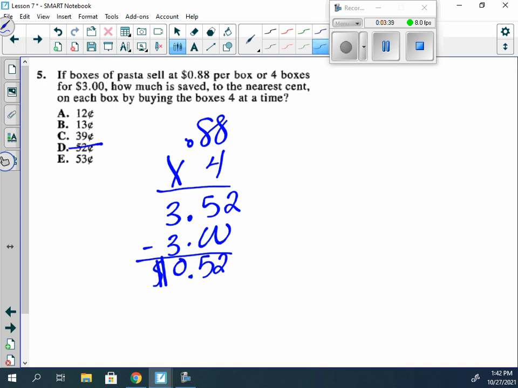Well, the correct answer is not D. Because what does it say? On each box. How much are you saving on each box? So it's not asking for how much did you save total, but on each. We wouldn't divide it by 9. Or you divide it by 4. We're saving 13 cents a box. Each box would be 13 cents cheaper if we bought all 4 in the 4-pack.